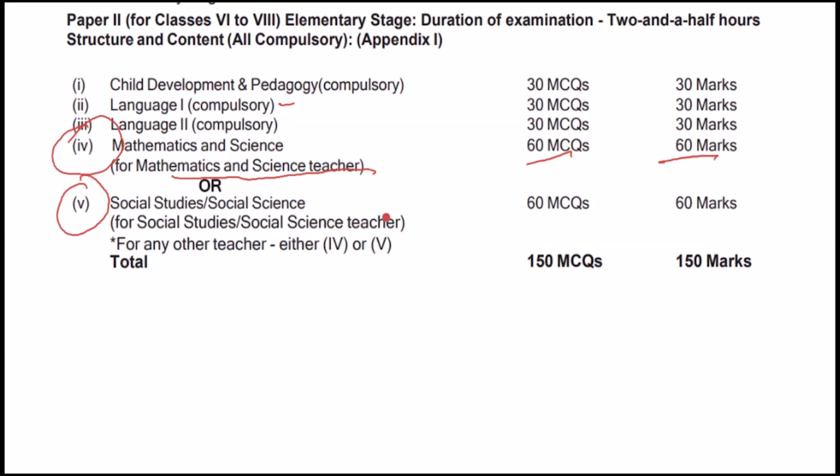Okay, so if you are a math teacher, you need not attempt the fifth portion, and if you are a social studies teacher, you need not attempt the fourth portion. Now any teacher other than these subjects can attempt either the fourth portion or the fifth portion. So if you are an English teacher, let's say, you need not attempt both 4 and 5. Either you attempt fourth portion or fifth portion.